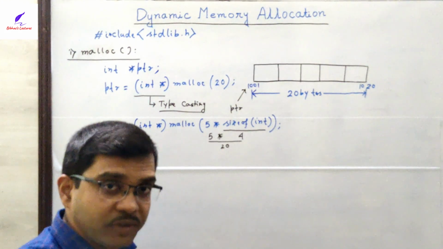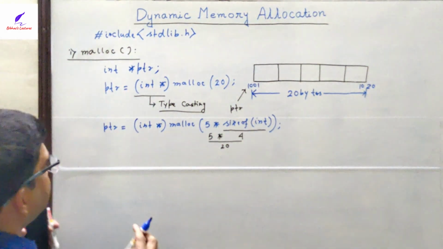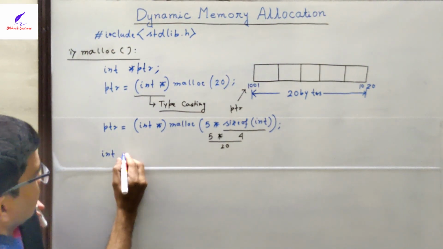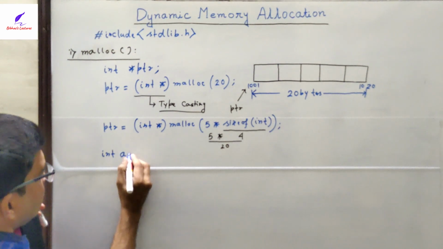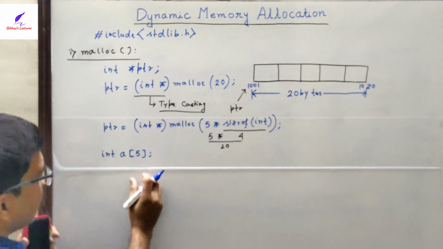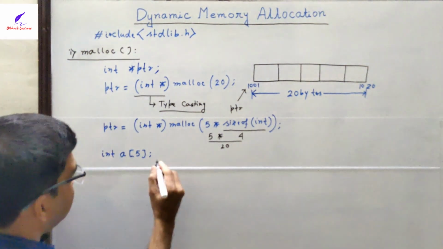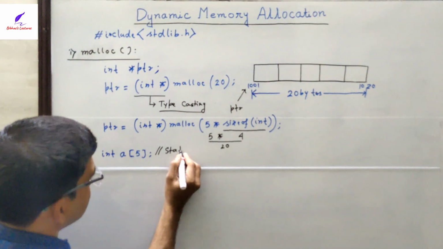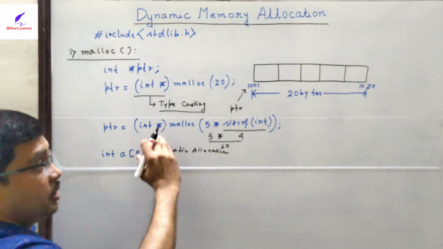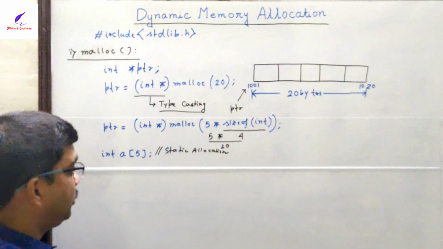So basically the malloc function is used to allocate memory for a single dimensional array. For example, if you want to allocate memory for 5 integers in an array, you can write it like that. This is called static allocation. This size cannot be changed. We cannot resize these 20 bytes; we can neither increase nor decrease it.